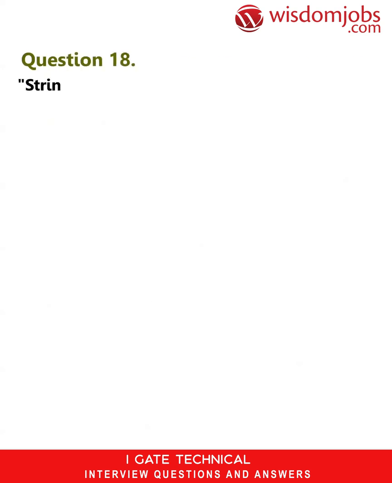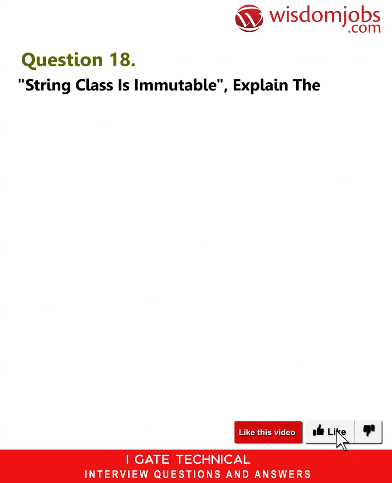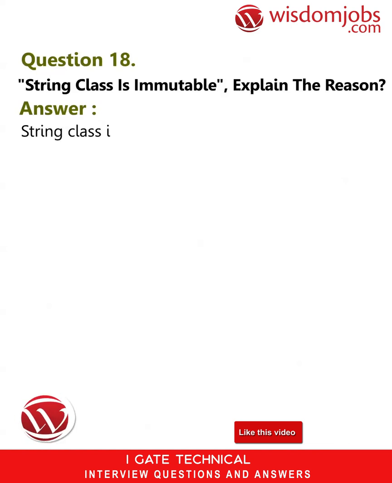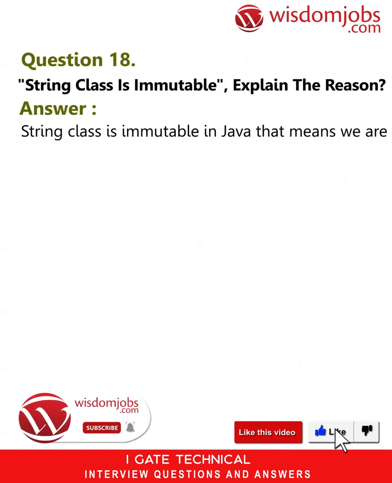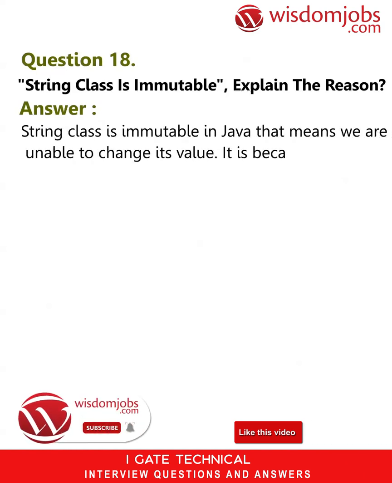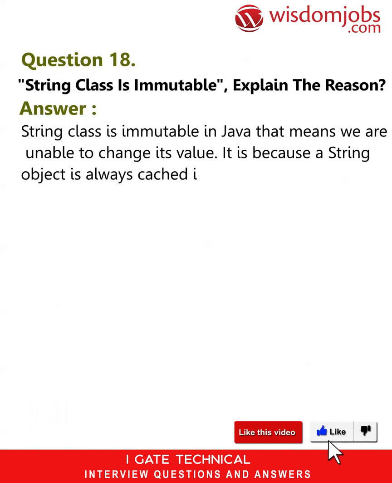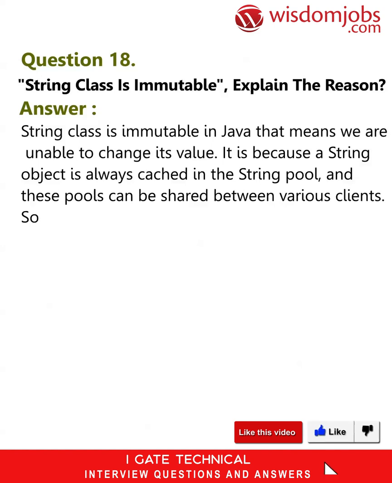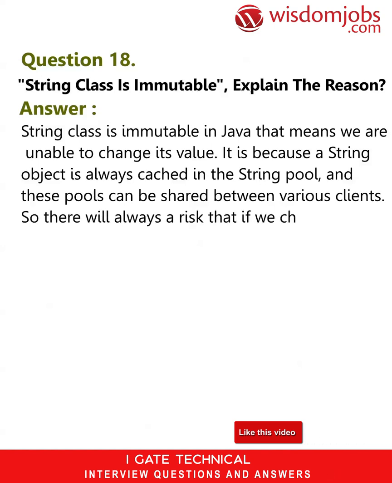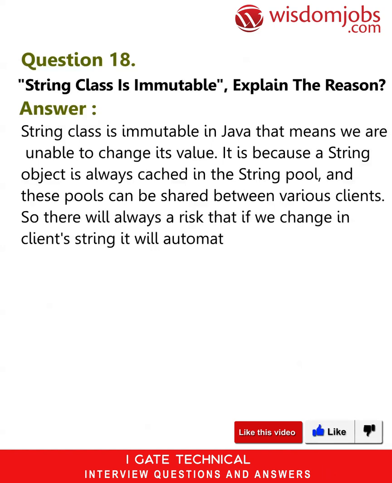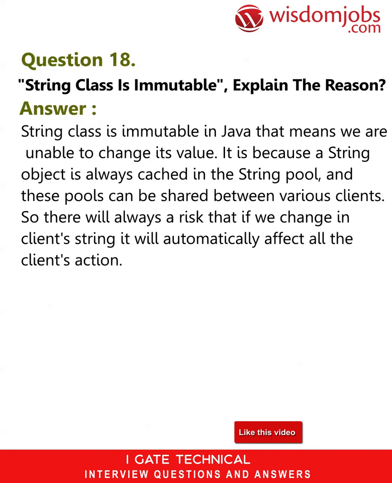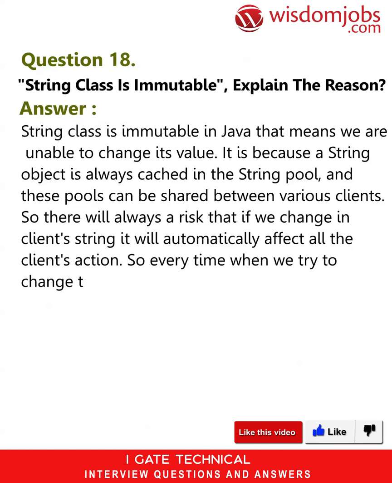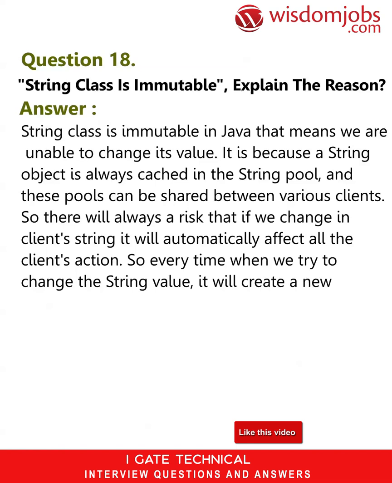Question 18. String class is immutable. Explain the reason. Answer. String class is immutable in Java. That means we are unable to change its value. It is because a string object is always cached in the string pool, and these pools can be shared between various clients. So there will always be a risk that if we change one client's string, it will automatically affect all the clients' actions. So every time we try to change the string value, it will create a new object.